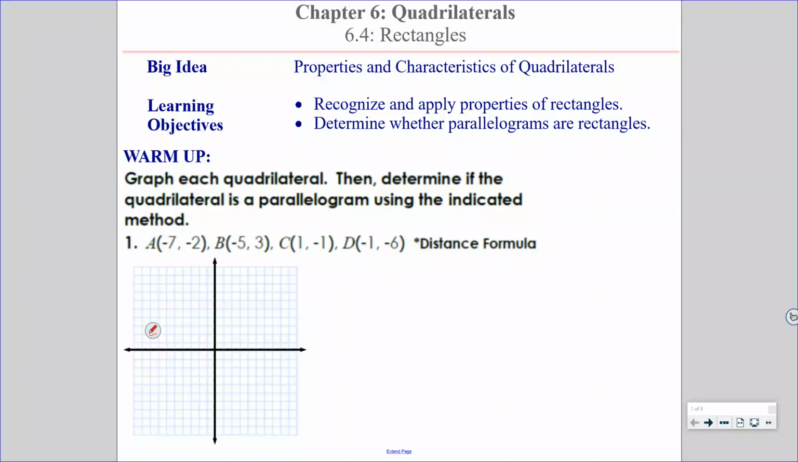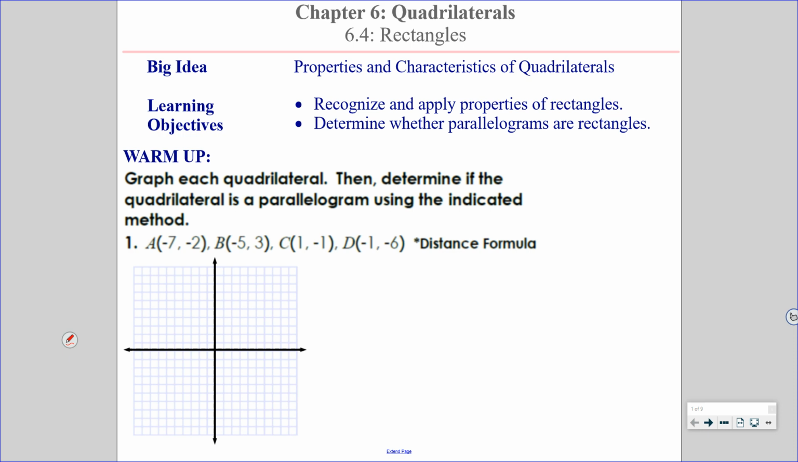Lesson 6.4, rectangles. All right, but first we must warm up. Graph each quadrilateral. Then determine if the quadrilateral is a parallelogram using the indicated method. All right, let's plot this.